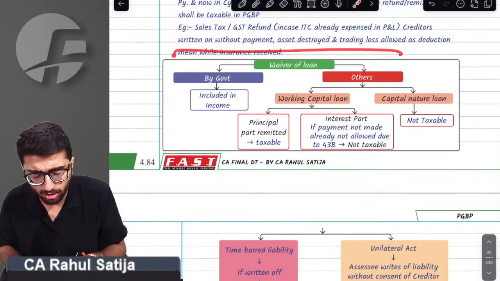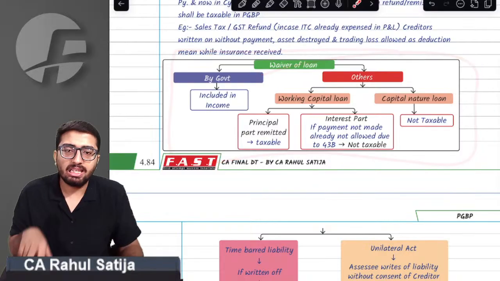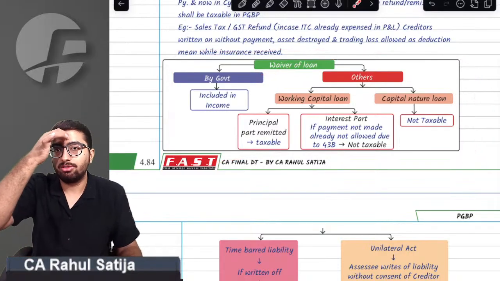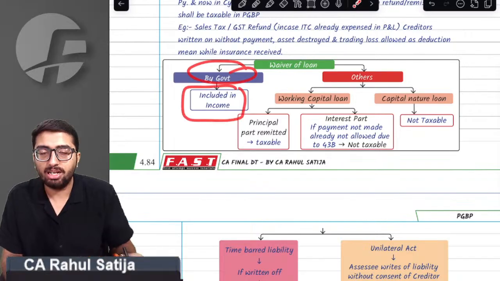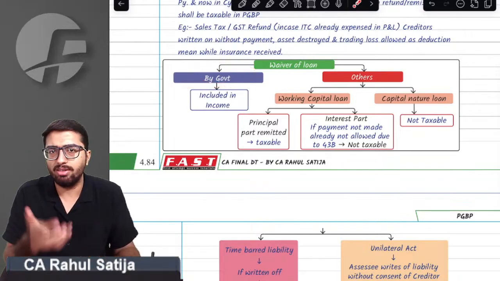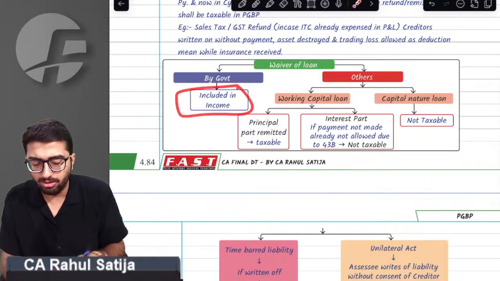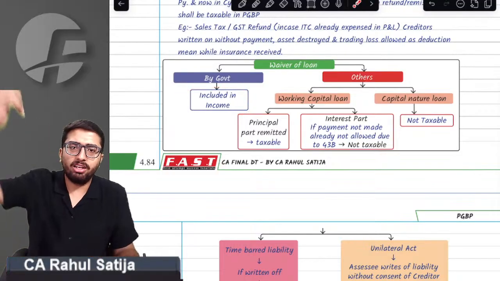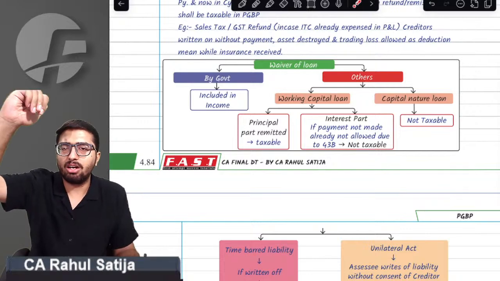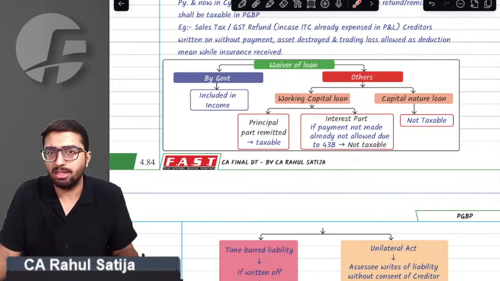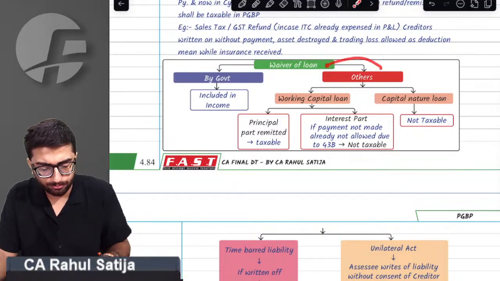Provision says in case of waiver of loan, whenever a loan is being waived by the government, it shall always be included in income. Whenever a loan has been waived off by the government, it becomes your income, without any doubt. So we got this point.